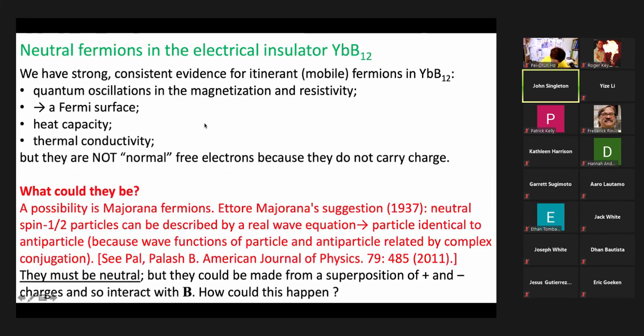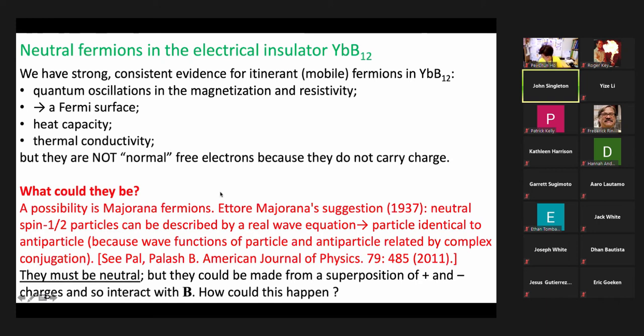So let's summarize that, because it's very important. We have strong, consistent evidence for itinerant, that means mobile, fermions in ytterbium dodecaboride. There are quantum oscillations in the magnetization and the resistivity. That means you've got something that looks very much like a Fermi surface. You've got heat capacity that looks like fermions. You've got thermal conductivity that looks like fermions. But they're not normal free electrons because they don't carry charge. So what could they be?